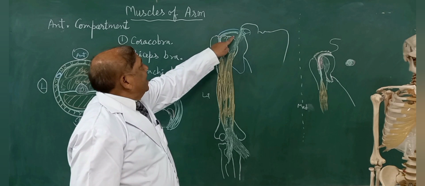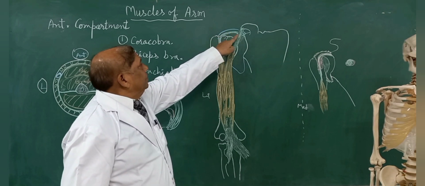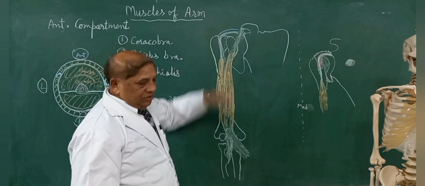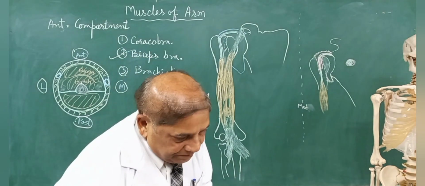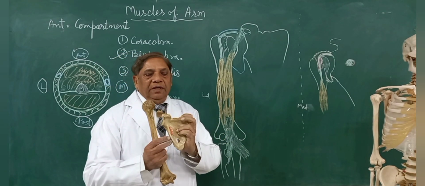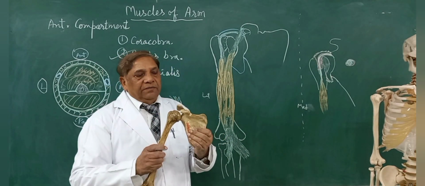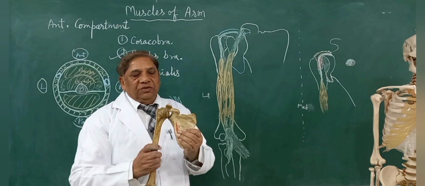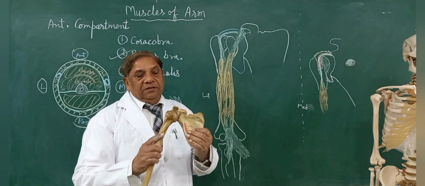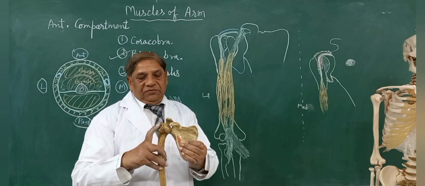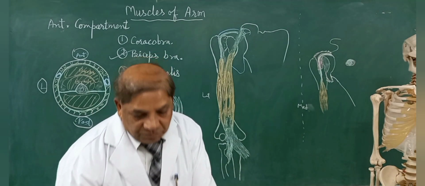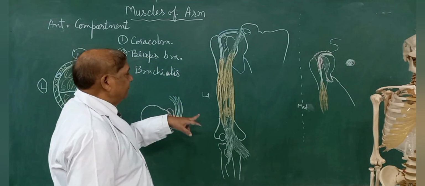The second movement is that since the long head origin, the tendinous origin, is crossing or arching above the head of the humerus, it will prevent the upward displacement of the humerus. Whenever there is a displacement of the humerus, since the tendon of the long head of the biceps origin is arching, it will not allow the head of the humerus to be displaced forward.